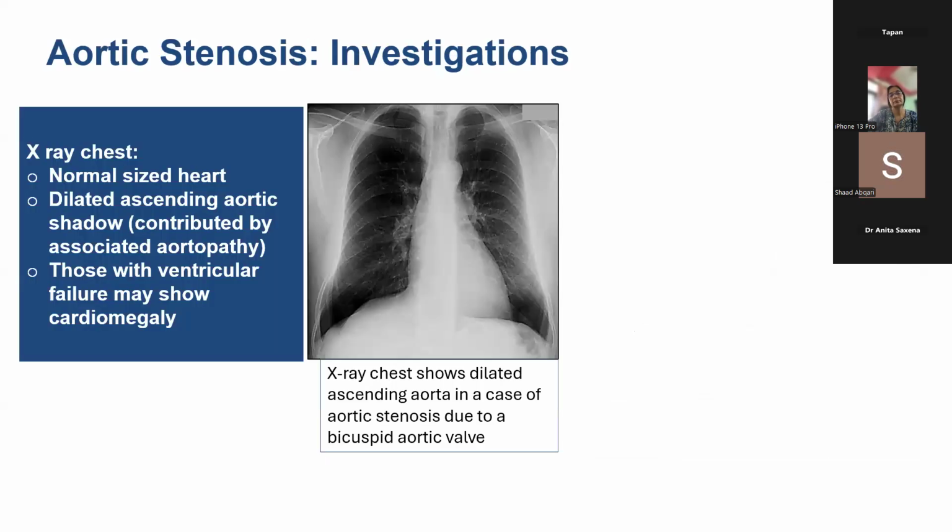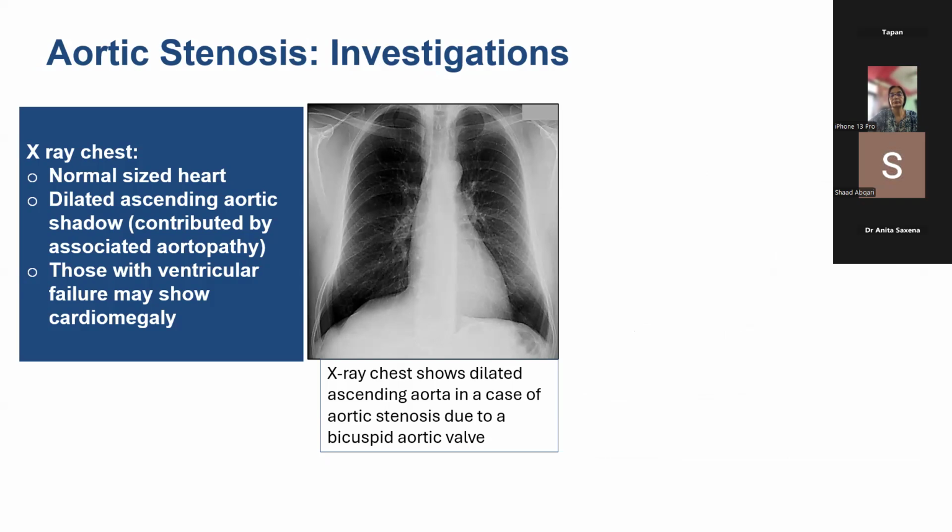X-ray chest is going to show you a normal sized heart and a dilated ascending aorta because of poststenotic dilatation. But in case of bicuspid aortic valve, it may also be contributed by aortopathy, which is often associated with bicuspid aortic valve. And it may be there even without aortic stenosis. You may have a dilated aorta because of aortopathy.